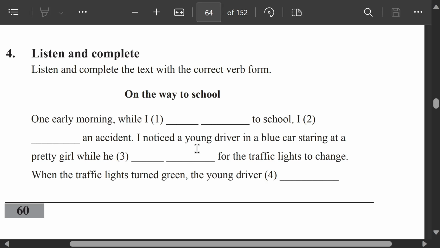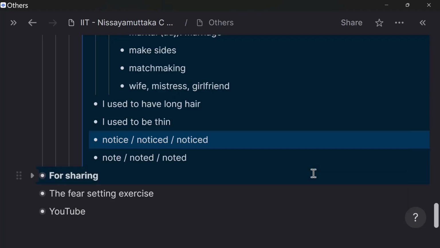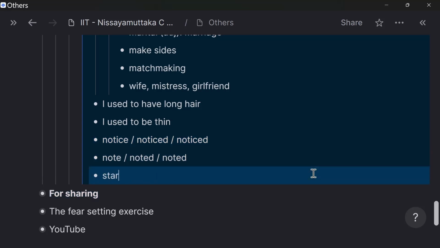Okay, I understand what you mean. So I noticed in the past a young driver in a blue car staring. Remember this verb? I told you this verb already. Staring, not starring. There's another verb, starring, with a double R. This is staring.